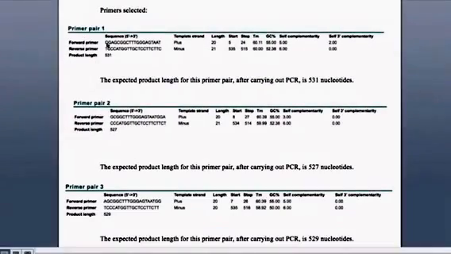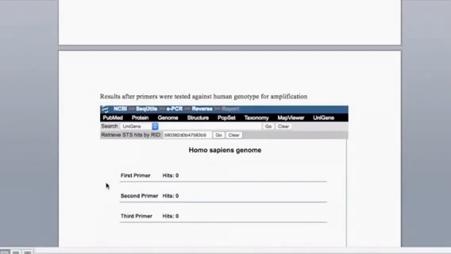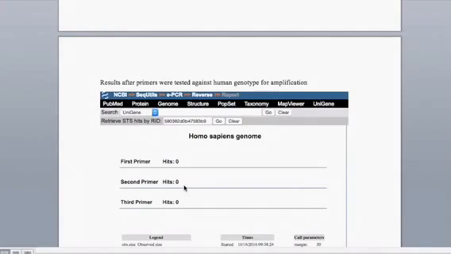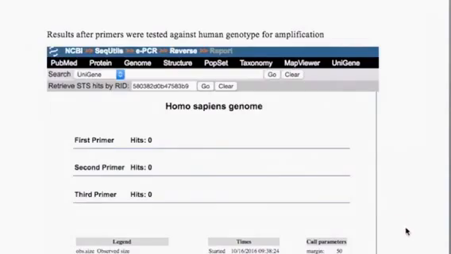In order to gain primers for the process of PCR, Primer Blast was used. Three of the primers that were generated were tested against human genotype for amplification. 0 hits were found. This indicated that the primers would not anneal to the human genome, making them suitable for the application of PCR on a sample containing human DNA, as the human DNA would not be amplified.